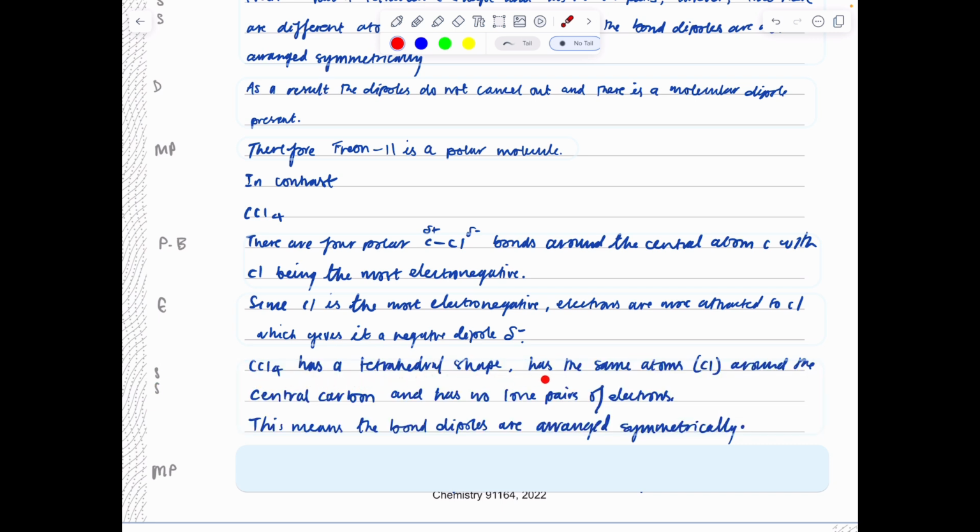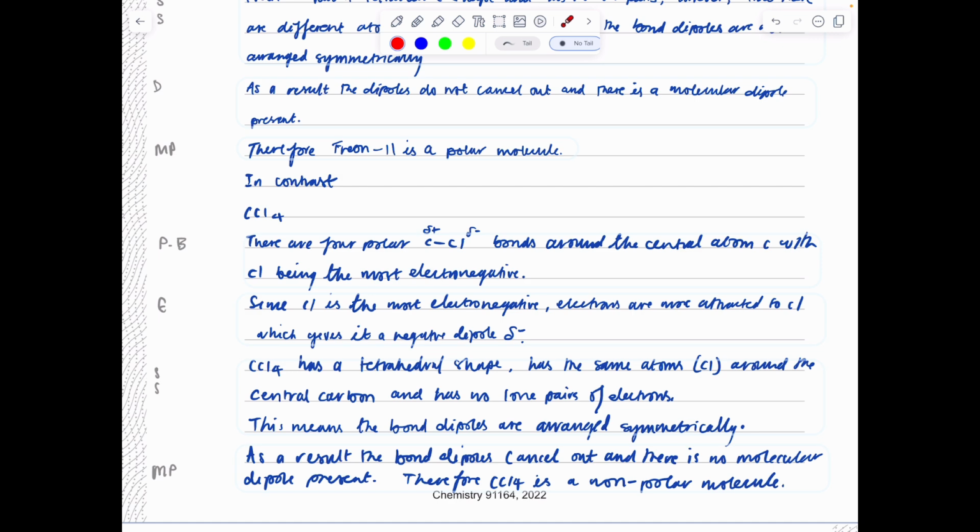CCl4 has a tetrahedral shape. It has the same atoms around the central carbon and has no lone pairs of electrons. This means the bond dipoles are all arranged symmetrically, okay? So because of the symmetry, the molecular dipole is non-existent. The dipoles cancel out, okay? So, last part, as a result, the bond dipoles cancel out and there is no molecular dipole present. Therefore, CCl4 is a non-polar molecule, okay?